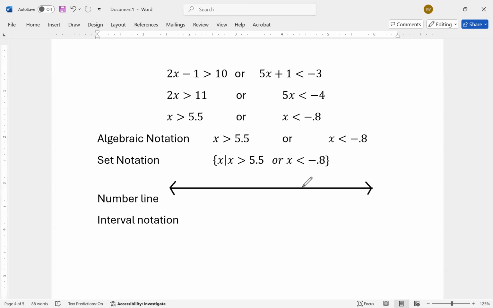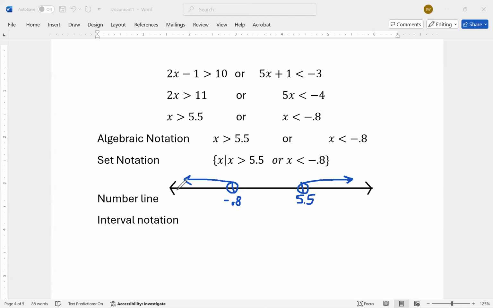We're going to have a 5.5, and we're saying x could be bigger than that. So I draw an open circle and an arrow pointing to the right. Or x could be smaller than -0.8. Again, I'm going to draw an open circle there, but I'm going to put an arrow to the left. So there's kind of two regions that will work.